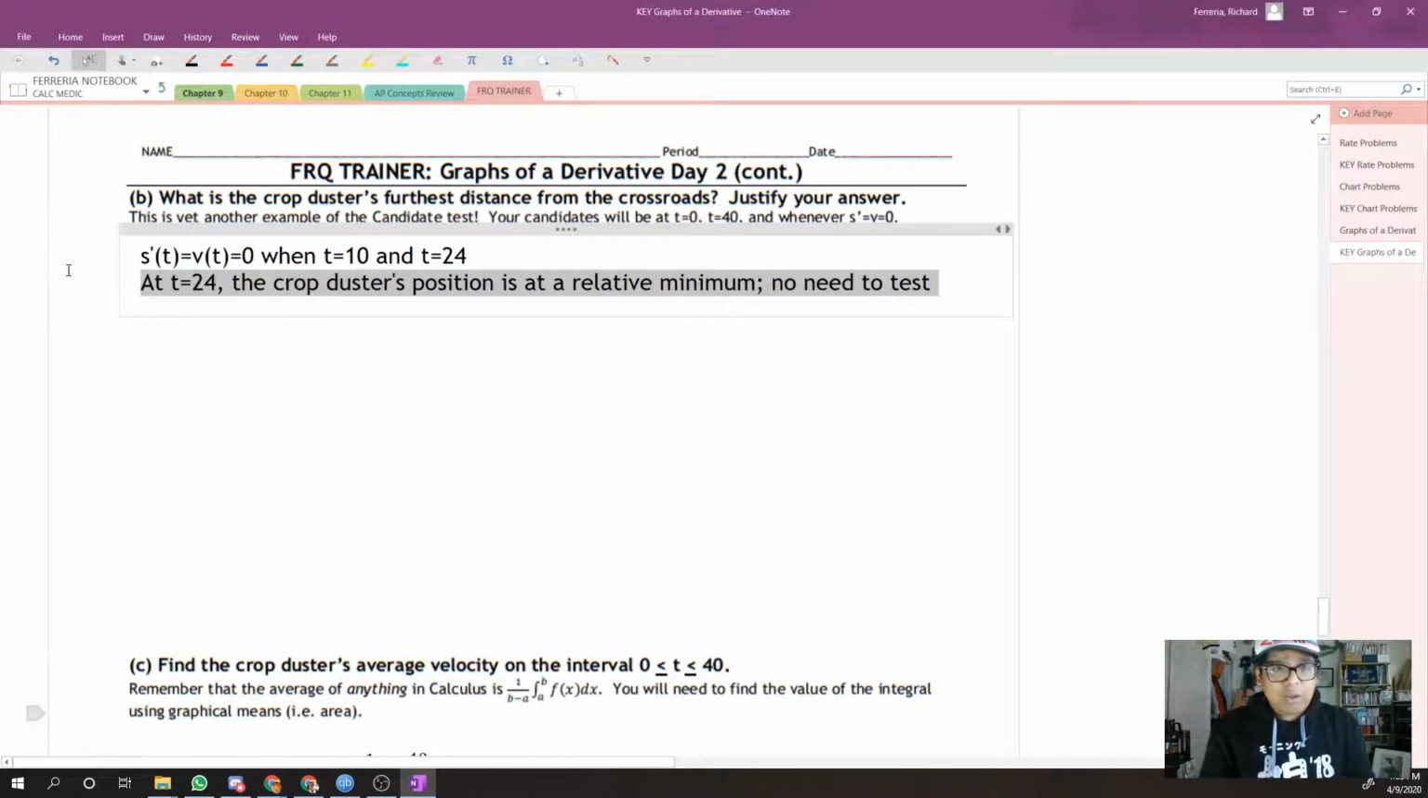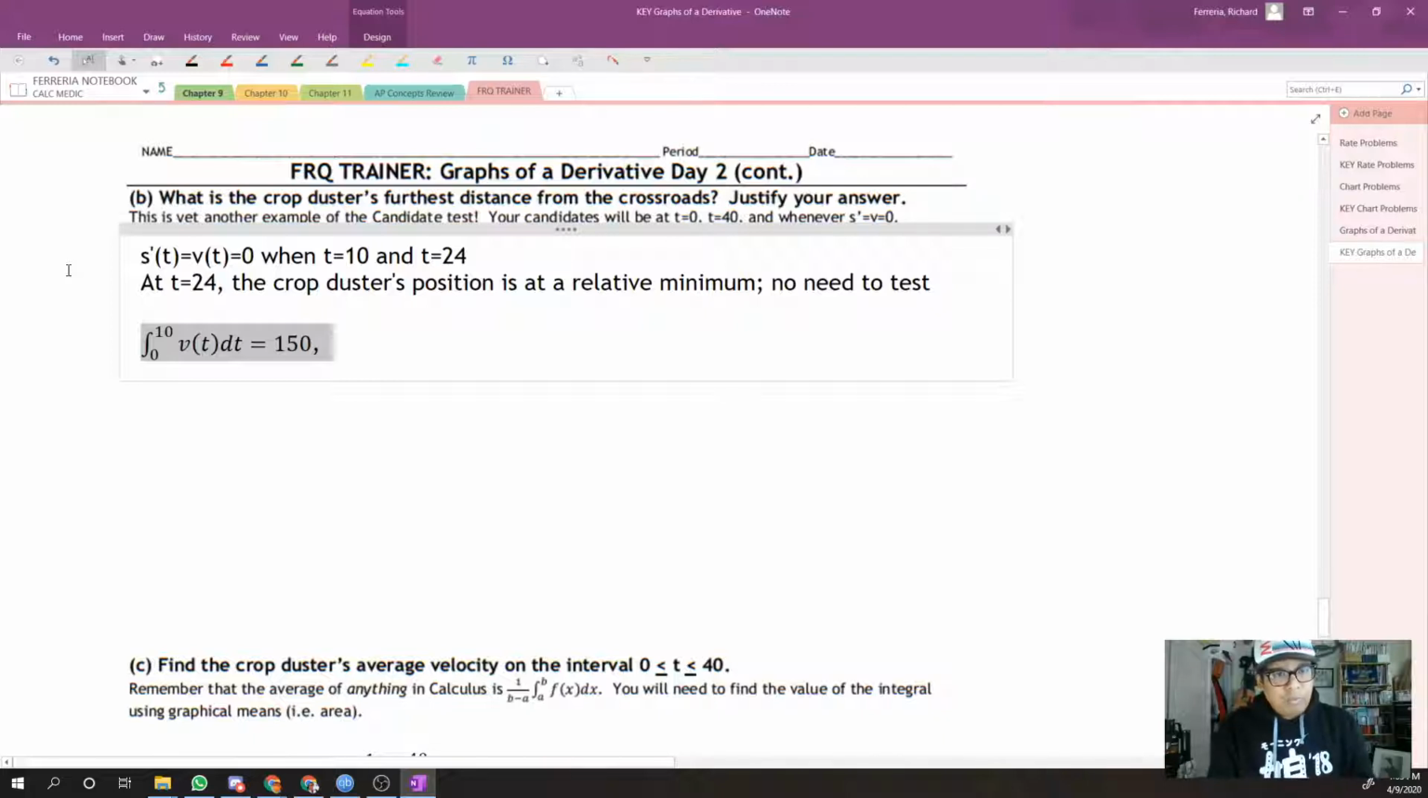So at t equals 24, something that we also discussed earlier, that's a relative minimum because the velocity is changing from negative to positive. Therefore, s prime is changing from negative to positive. It is technically a relative minimum, and there is no need to test it. But if I was in your position, I would test it anyways.